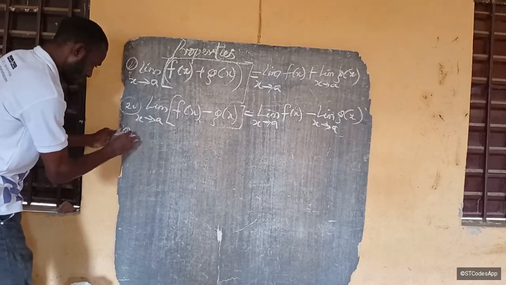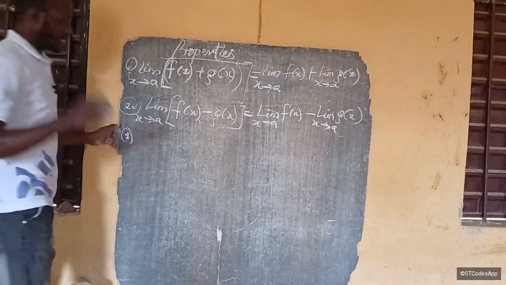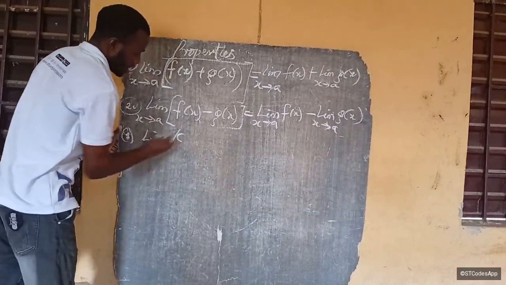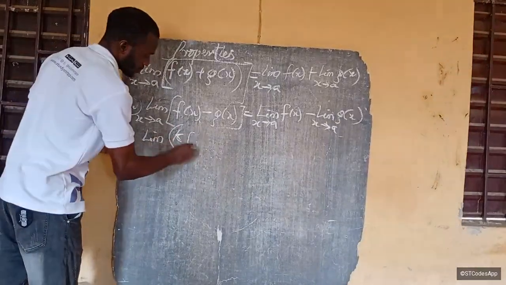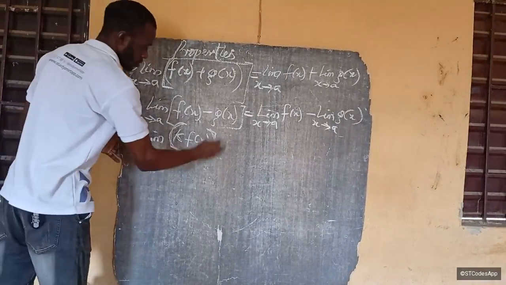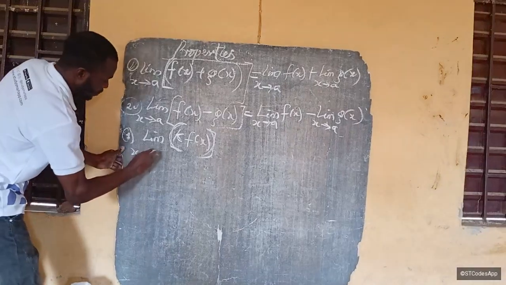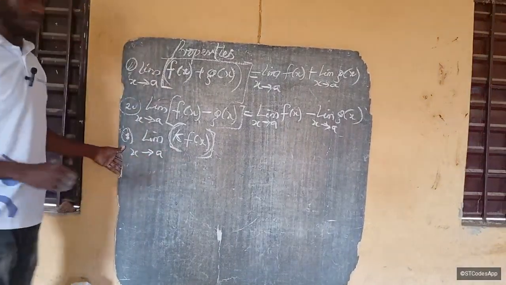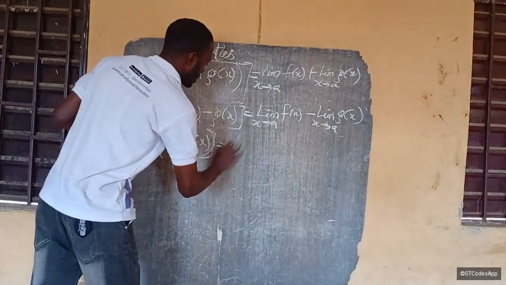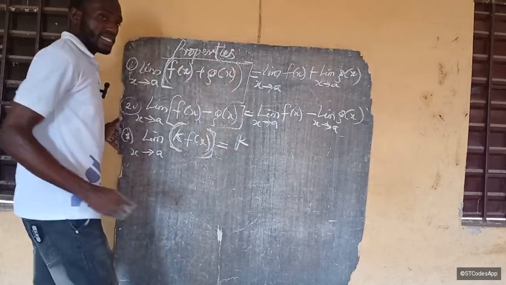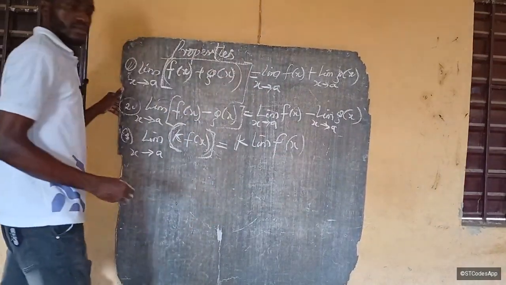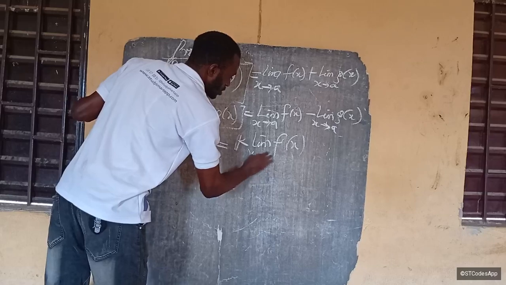Number three, the limit of k, a constant times a function, as x approaches a value a is equal to that constant times the limit of f of x as x approaches a.